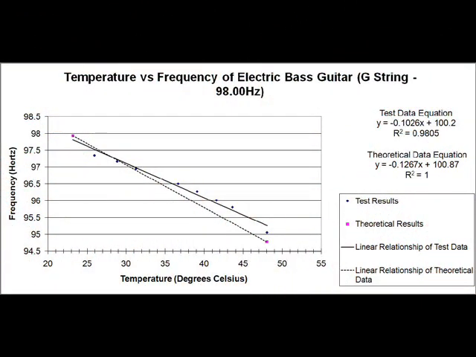The most obvious trend in our results, as you can see in this graph, is a negative correlation between frequency and temperature. The strength of this linear trend is shown by our R² value, which is close to 1, meaning our test results line up almost perfectly, showing the direct linear relationship between these two variables. This means that we can confidently say a linear relationship exists between frequency and temperature.